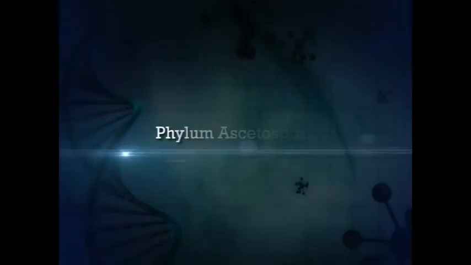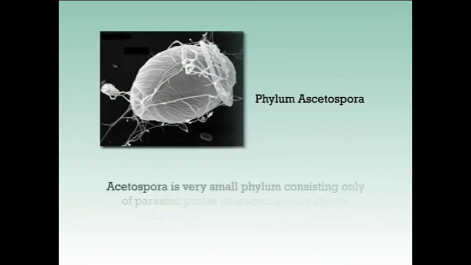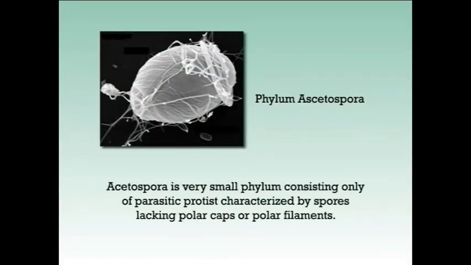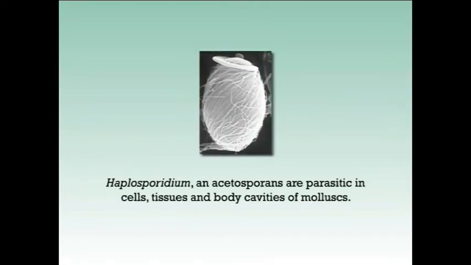Next we'll come to phylum Ascetospora. Ascetospora is a very small phylum consisting only of parasitic protists, and these are characterized by spores lacking polar caps or polar filaments. One of the examples is Haplosporidium. This is an ascetosporan and is parasitic in cells, tissues, and body cavities of mollusks.